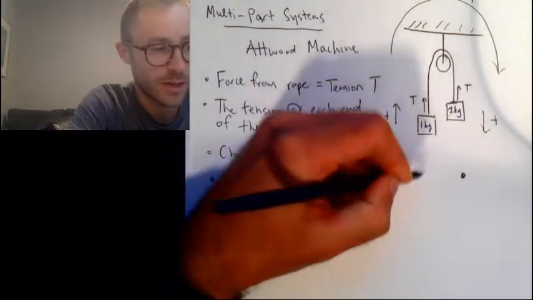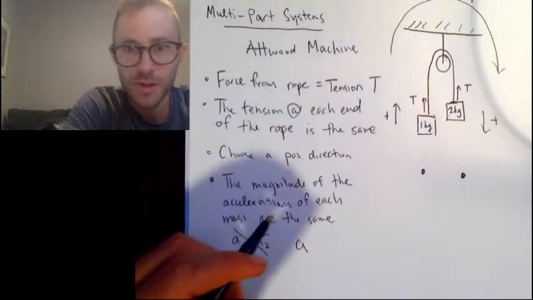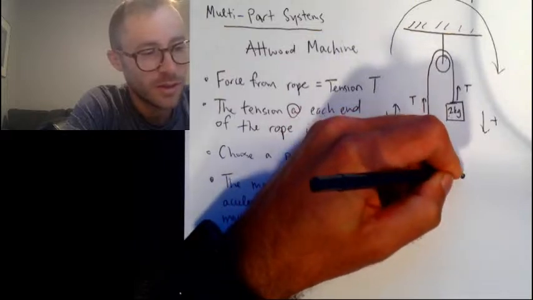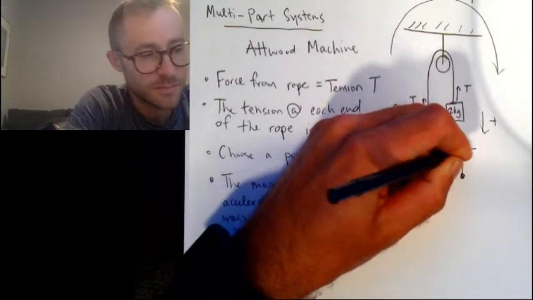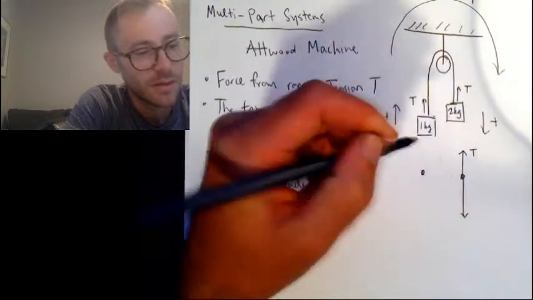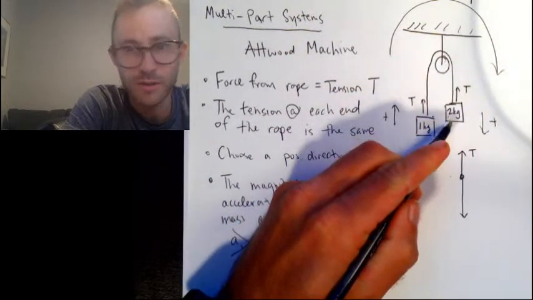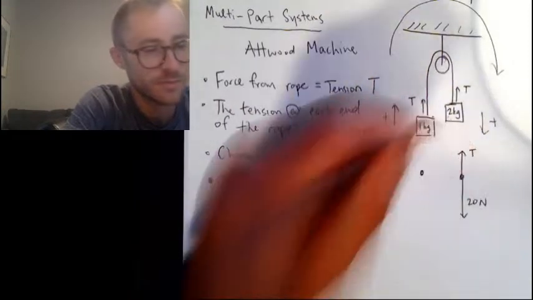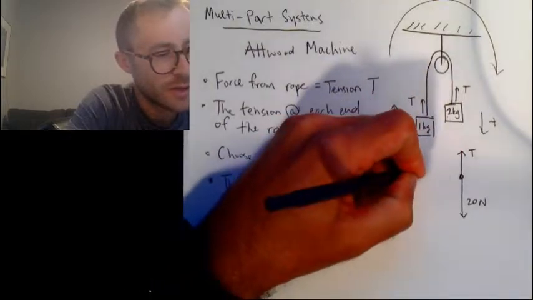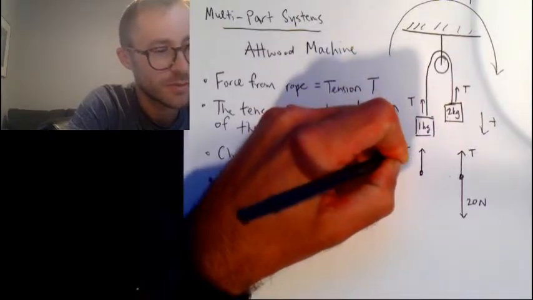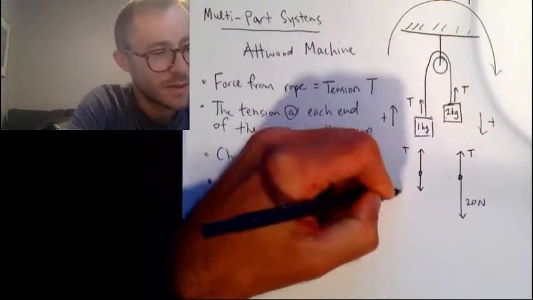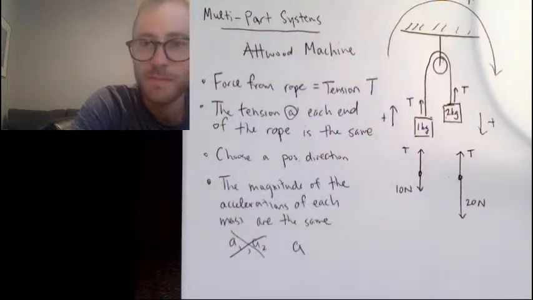If I just do a free body diagram for each mass, it's really simple. This 2 kilogram mass is going to have an upward tension, and mg would be 20 newtons going downward. That's the weight force. This 1 kilogram mass has an upward tension from the rope, and it has a downward 10 newton weight force.